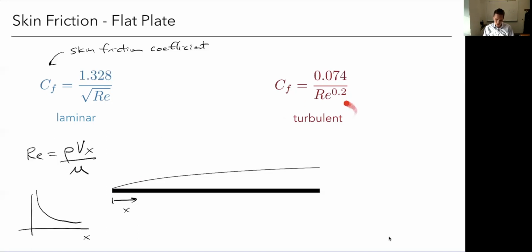For turbulent flow, there's no analytic solution. This is just a fit to empirical data. There are many fits. Here's just one example that shows how this would vary for a turbulent boundary layer. As we talked about, an airfoil is not going to be fully laminar or fully turbulent, but for you to do your estimations, I would generally recommend that you just assume it's fully turbulent.